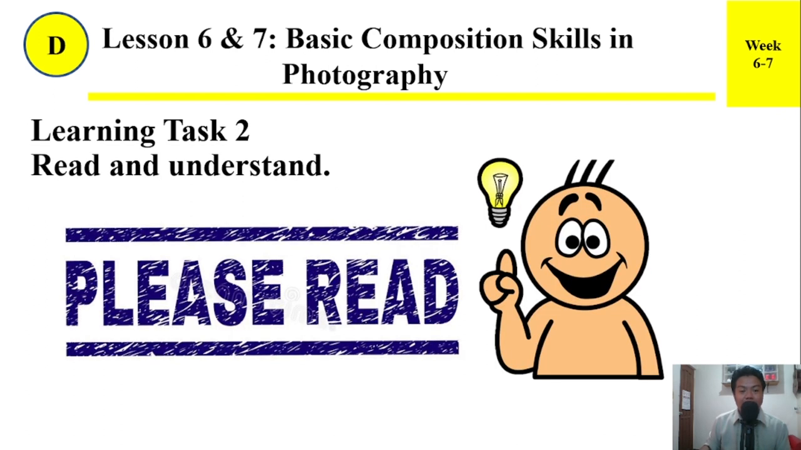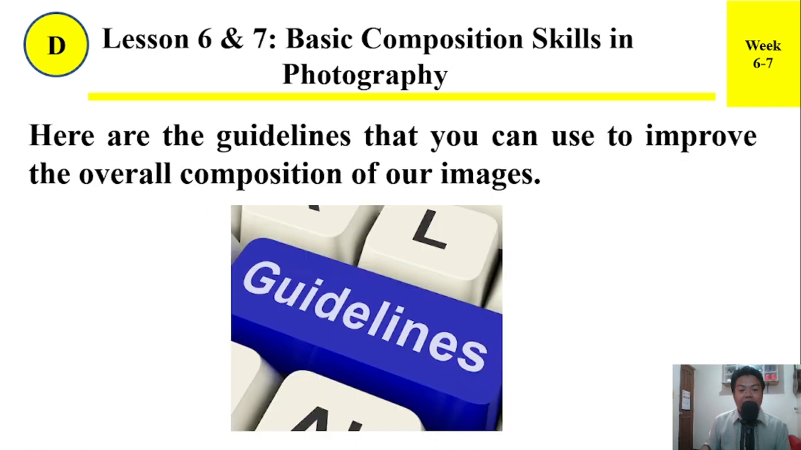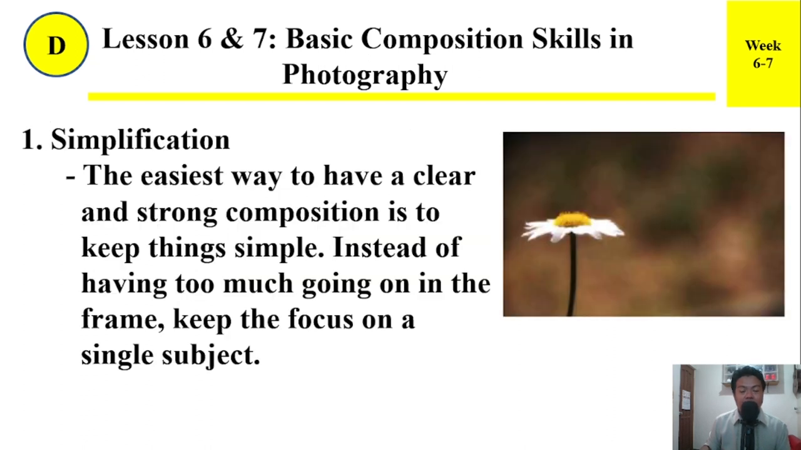Learning Task number 2. Read and understand. Here are the guidelines that you can use to improve the overall composition of your images. Number 1. Simplification. The easiest way to have a clear and strong composition is to keep things simple. Instead of having too much going on in the frame, keep the focus on a single subject.